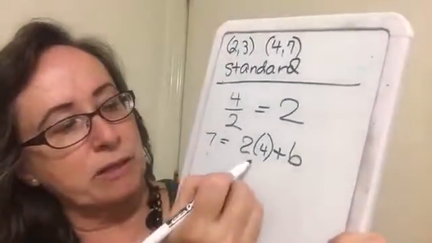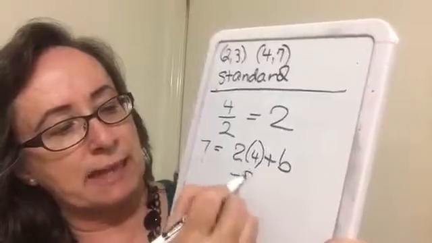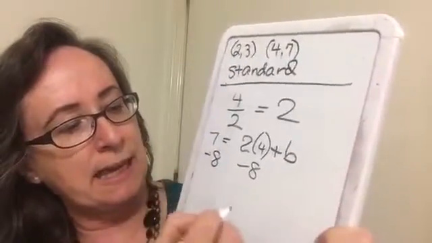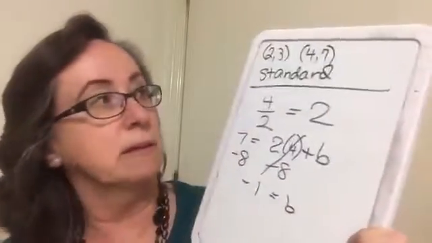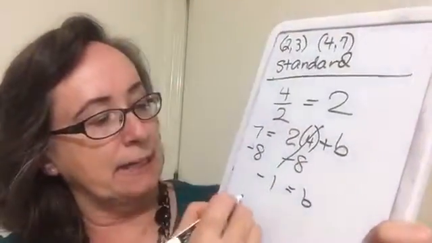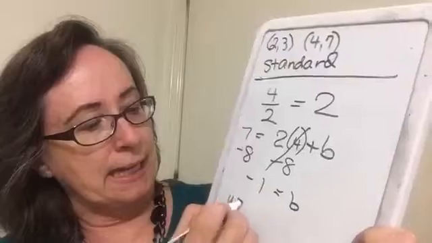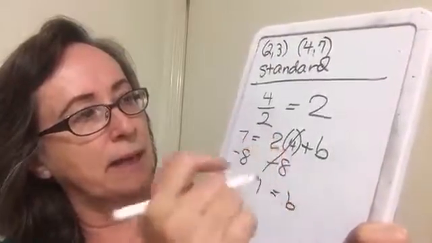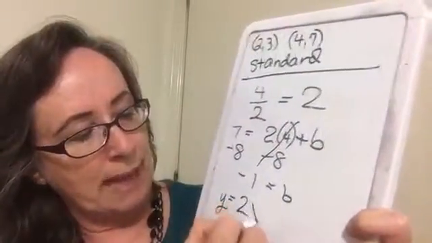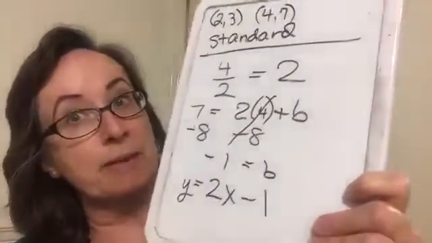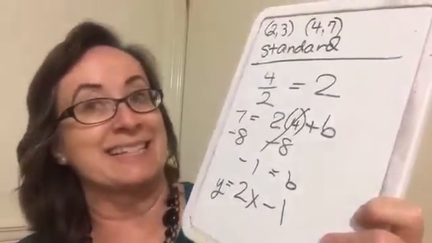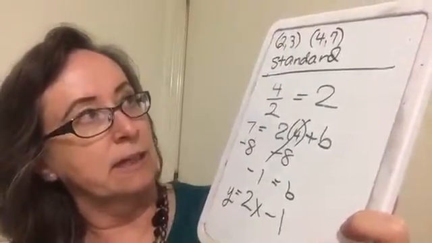So now, this is 8, so we're going to take away 8 from both sides, and we get b is -1. So now we plug in y is m, which was 2, x minus 1, so that is the slope-intercept form of the line, but we need it in the standard form of the line.